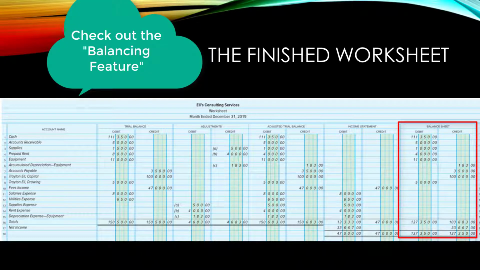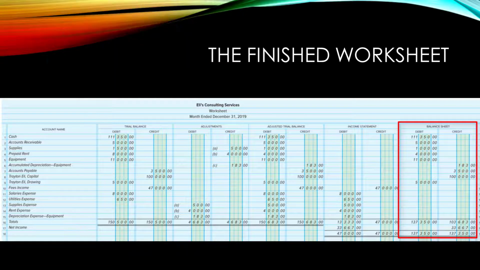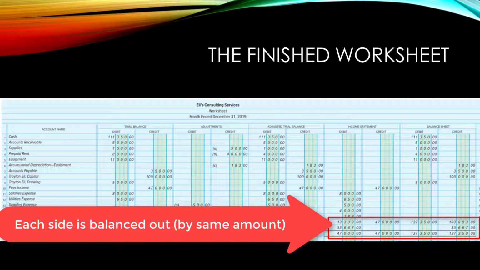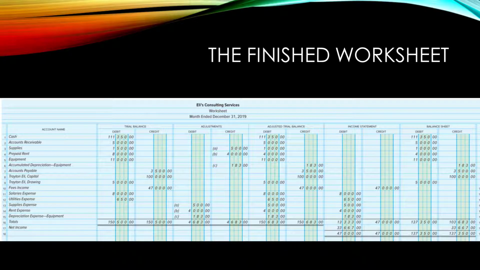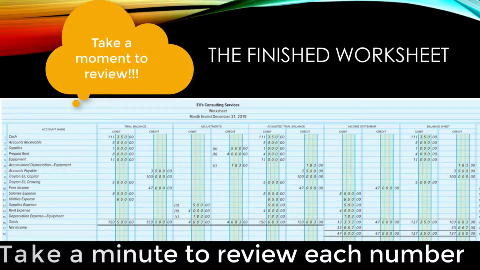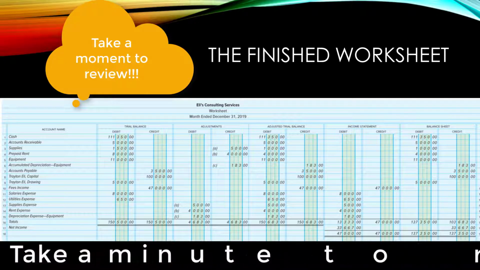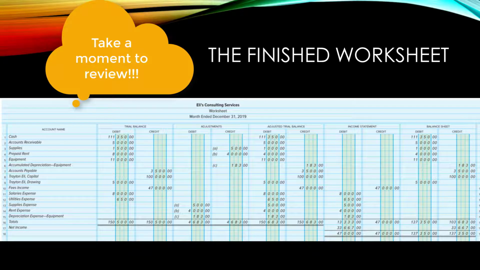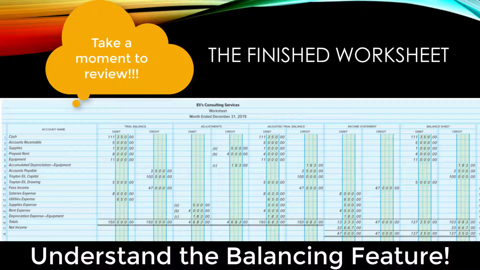After you drop the assets, liability, and equity accounts into the balance sheet, the same offsetting amount that balanced out your income statement must also balance out the balance sheet on the opposing side. It's difficult to show all the numbers on a video, so please take a moment to review your textbook and make sure that you understand each and every line, and especially how the balancing feature works.